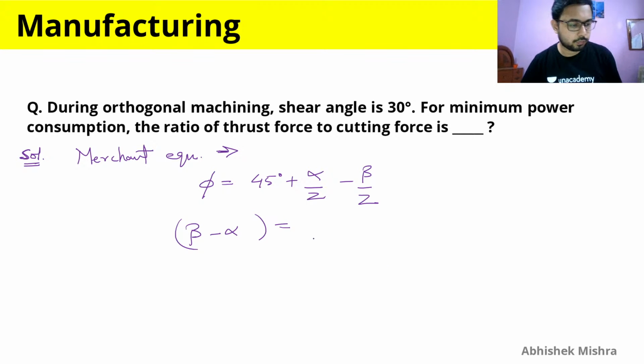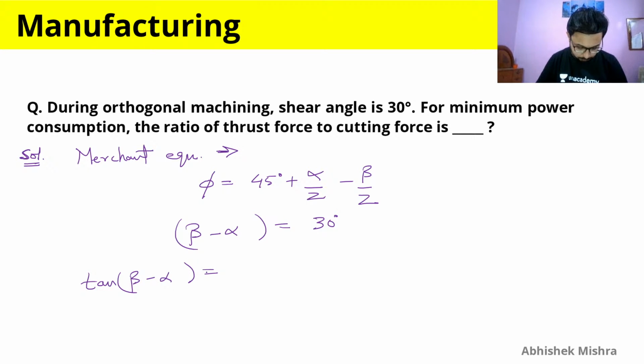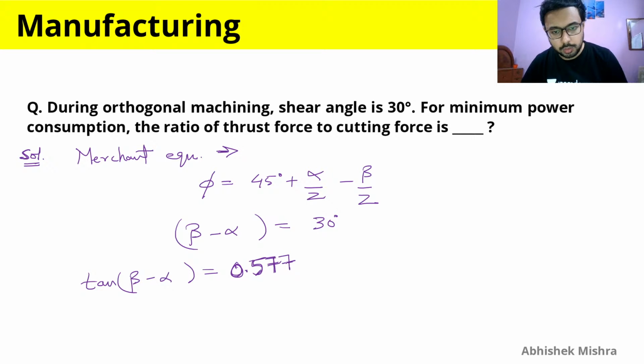Okay, and tan of beta minus alpha, simply tan 30, will be 0.577. So this is the answer of the question. This answer is very simple. You have to just remember this.